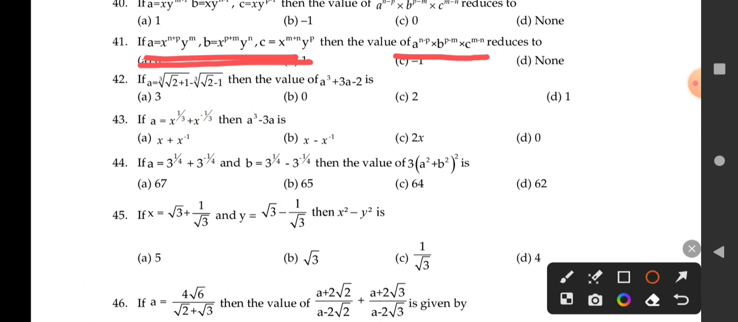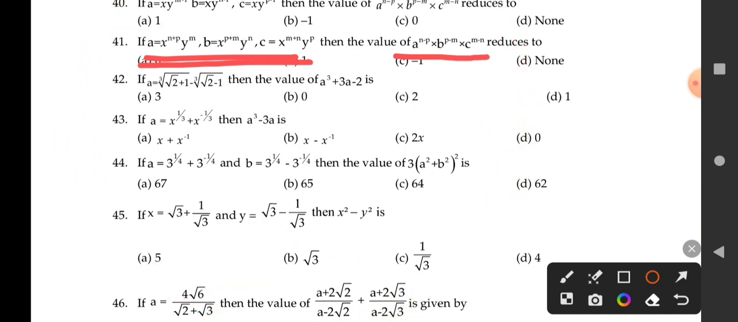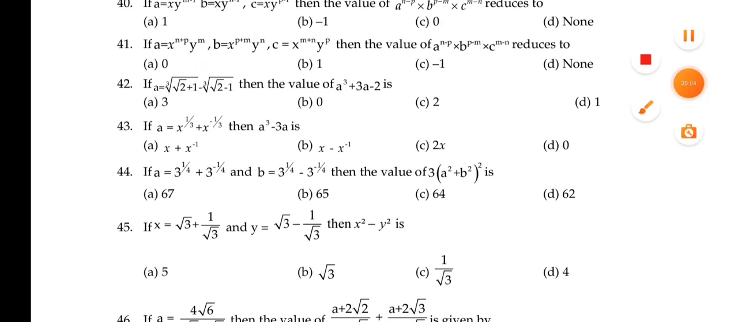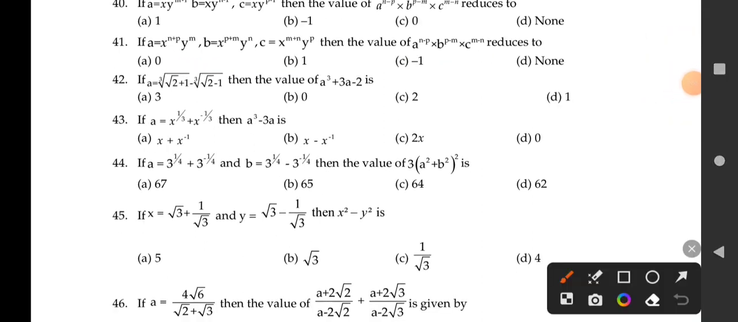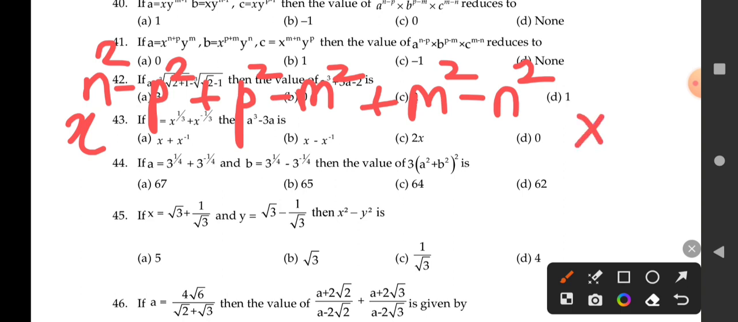So we are going to solve the questions carefully. Okay, so we have x power n square minus p square plus p square minus m square plus m square minus n square into y power.